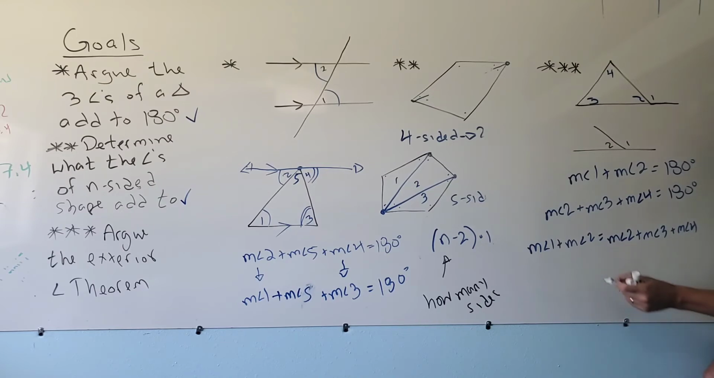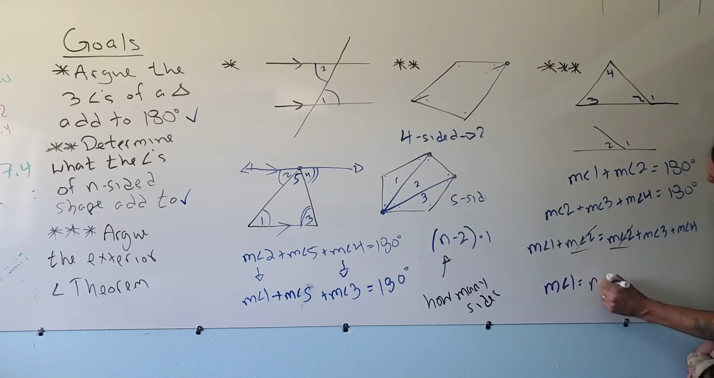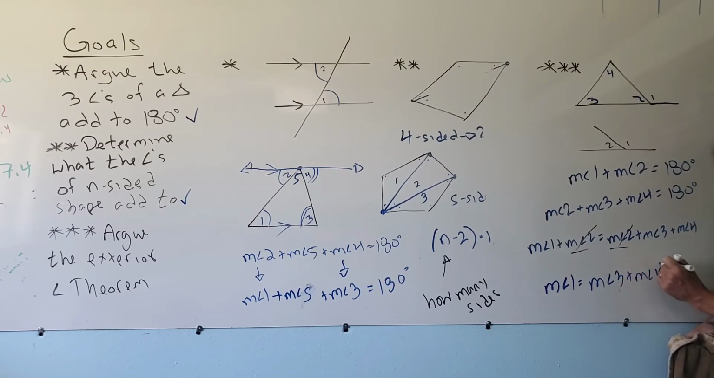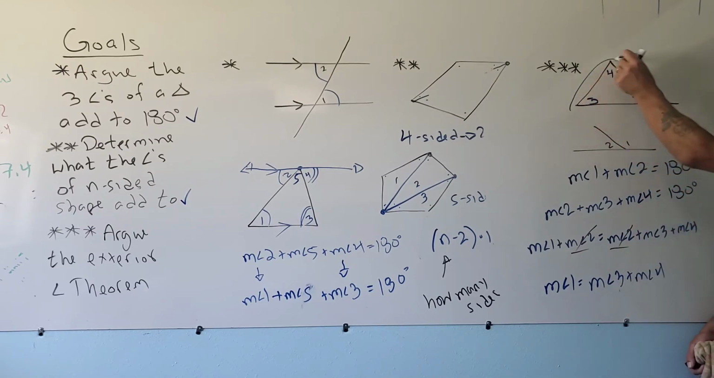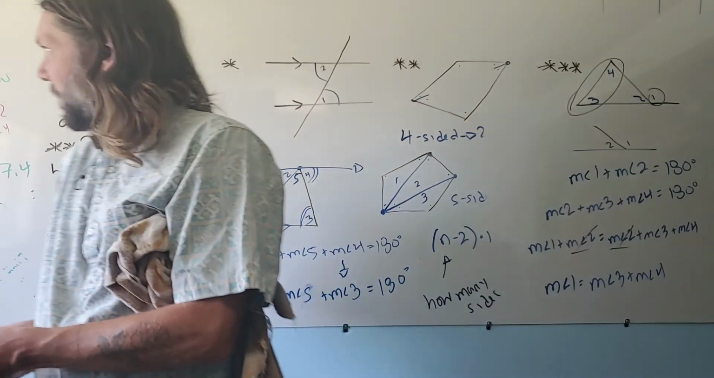Now notice both sides of the equation have the measure of angle 2. I can subtract that out, and I'm left with the following equation. Measure of angle 1 is equal to the measure of angle 3 plus the measure of angle 4. Okay, so the measure of angle 1 is equal to the sum of the opposite interior angles of a triangle. So these three ideas are what the homework's about. Somehow, some way, this is what we need to answer the questions.